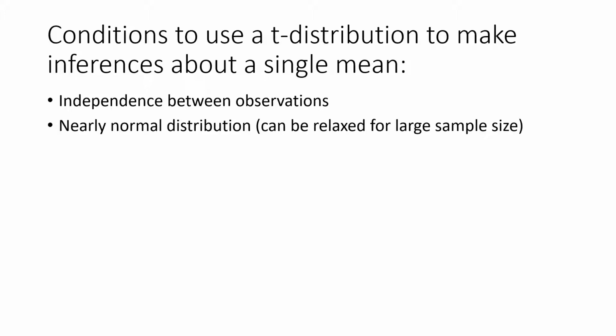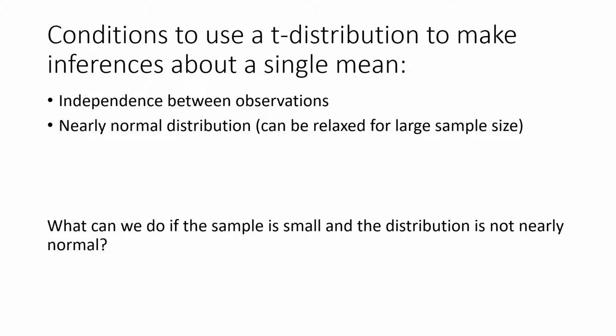Recall that the conditions to use a t-distribution to make inferences about a single mean are that we need to have independence between observations, which we checked by making sure we had a random sample that included no more than 10% of the population. And the other condition we needed to satisfy is that the data need to follow a nearly normal distribution. That is a condition that can be relaxed for large sample sizes. The question becomes, what can we do if the sample size is small and the distribution is not nearly normal?